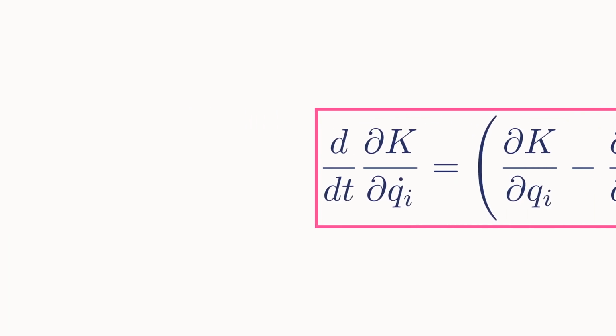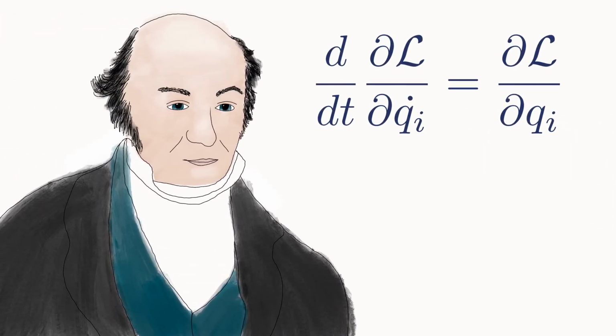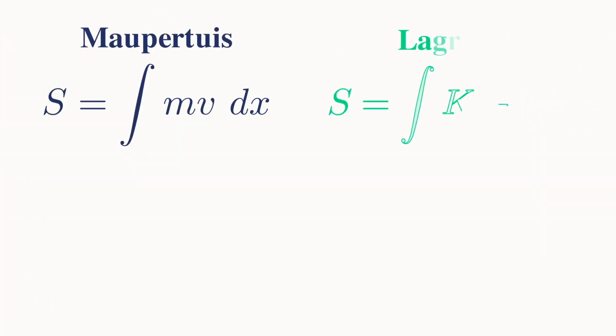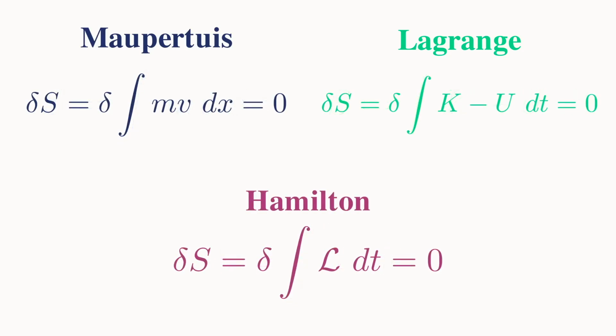It wouldn't be until William Rowan Hamilton appeared that we would get the Euler-Lagrange equations in the way that we know them today, written in terms of the Lagrangian. But Hamilton accomplished something much more for physics than just writing the principle of least action in terms of the Lagrangian. Not only did he put the final touches on Maupertuis' principle, Hamilton also further developed Maupertuis's initial desire to unite optics and mechanics.